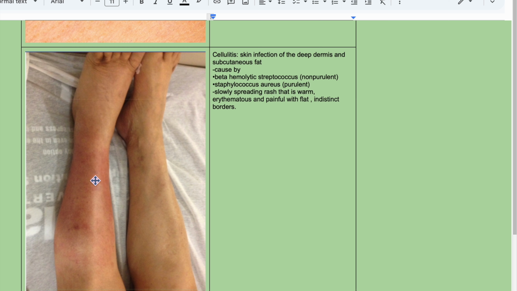This is cellulitis, skin infection of the deep dermis and subcutaneous fat caused by beta-hemolytic streptococcus, the non-purulent type, or Staphylococcus aureus, the purulent type. So if it's purulent, it's Staphylococcus aureus. If it's not purulent, then it's probably beta-hemolytic streptococcus. Slowly spreading rash that is warm, erythematous, and painful with flat, indistinct border.